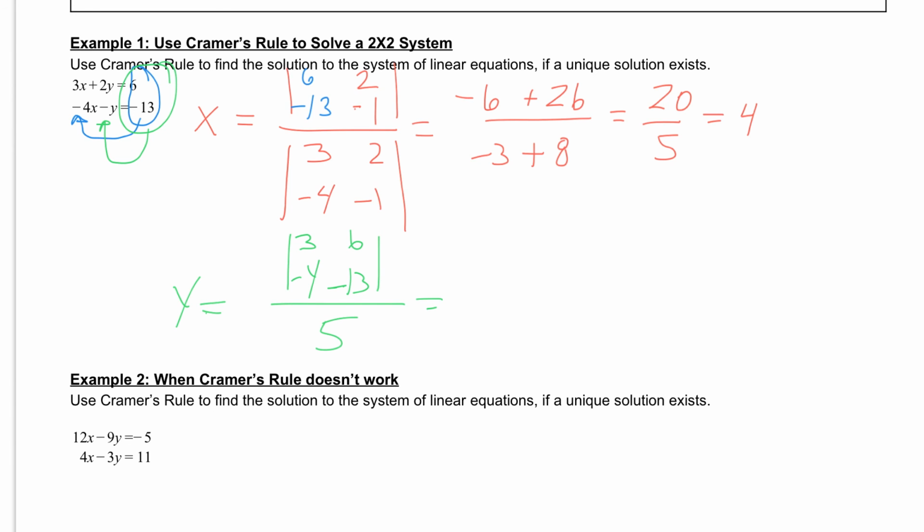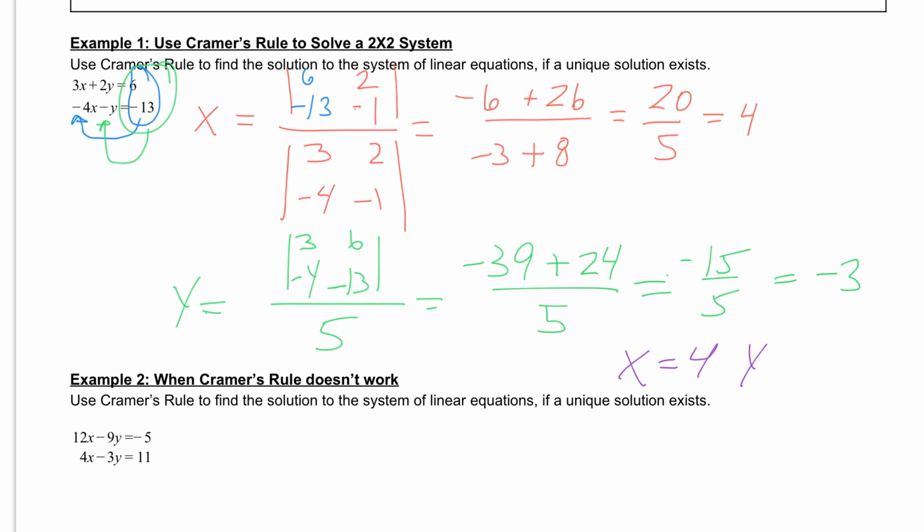And if I calculate that determinant, 3 times negative 13 is going to be negative 39, minus, here I have negative 4 times 6, which is negative 24. So if I subtract a negative, that becomes a positive 24, and remember this is still over 5. So negative 39 plus 24 will give me negative 15, divided by 5, or negative 3. So I can say that my solution to this problem is x equals 4 and y equals negative 3.